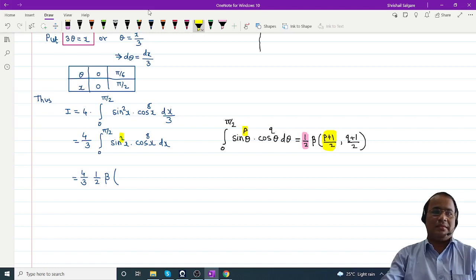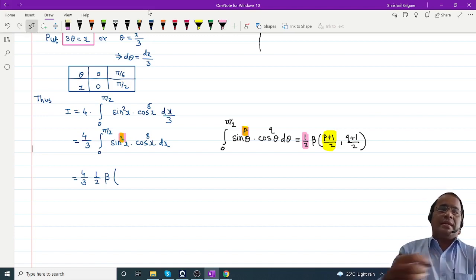What is p? I am asking. I will use a different color to highlight that. What is p if you compare? It is 2, sir. Okay. Now we require (p plus 1) by 2.